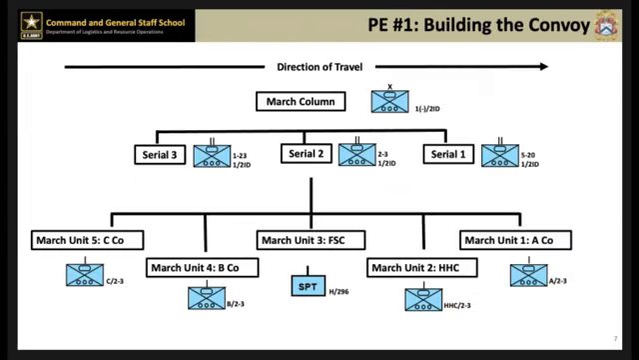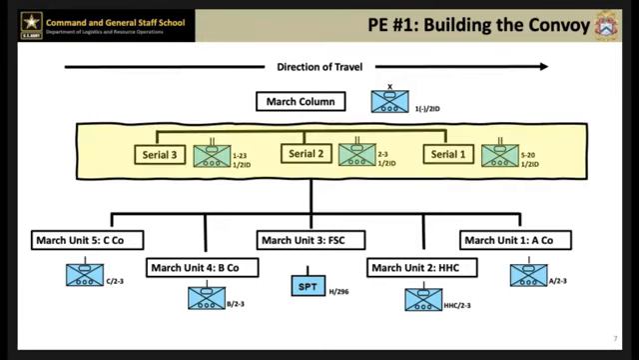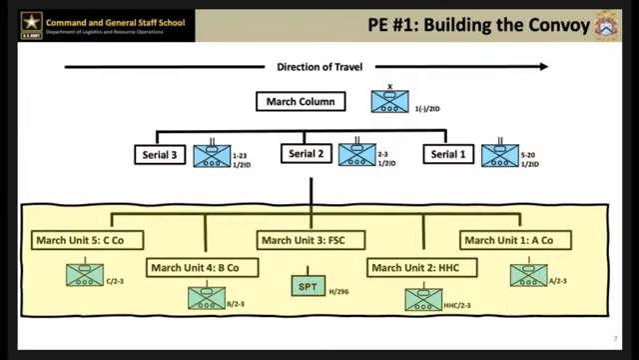Our convoy in this PE consists of a march column from 1st SBCT, 2nd ID, specifically the 3 infantry battalions with attached forward support companies. For the sake of simplicity, each battalion will comprise the brigade's 3 serials. We will organize each battalion into the same configuration for movement: Alpha Company, HHC, the FSC, Bravo Company, and Charlie Company. This is only an example. It is likely that the task force would not move quite like this.